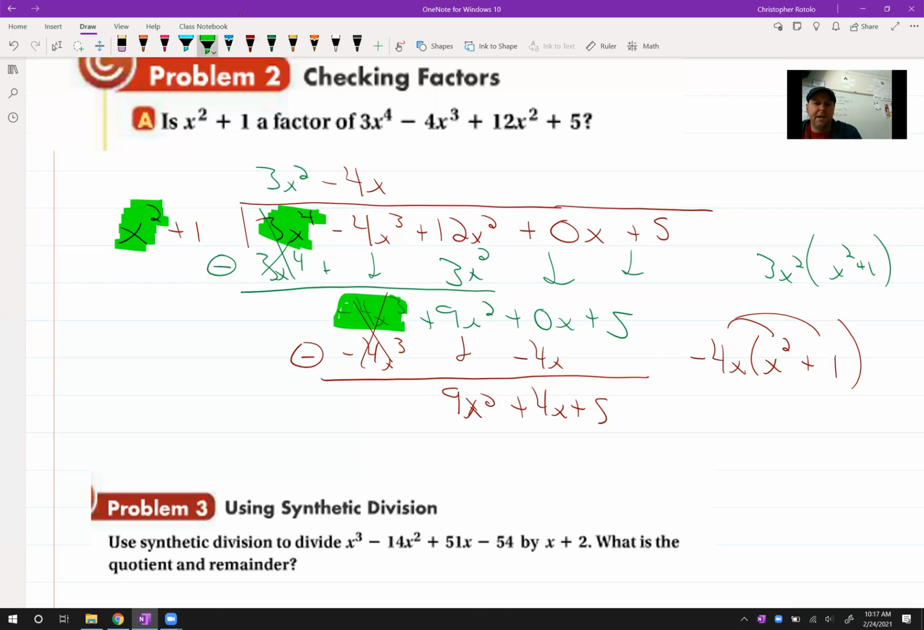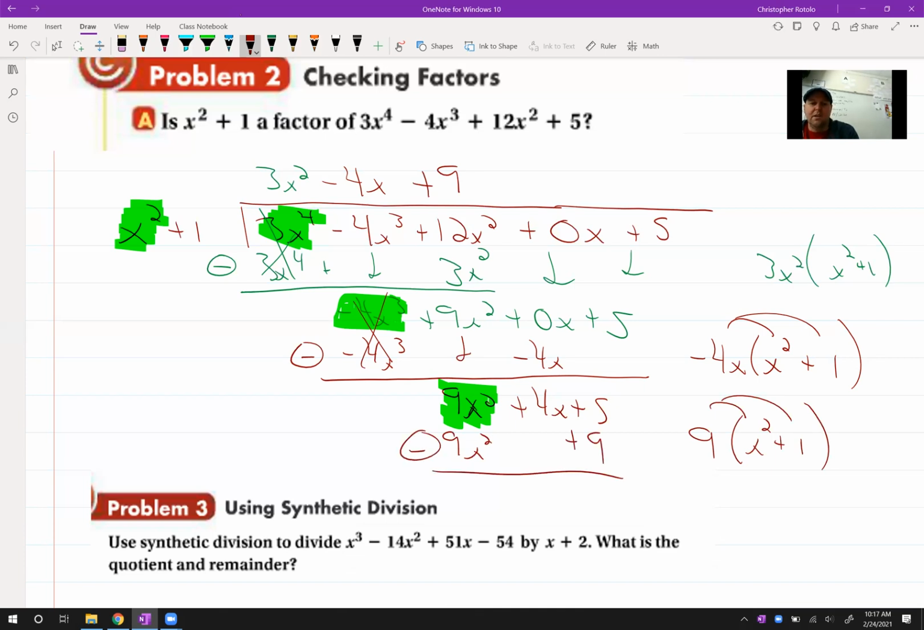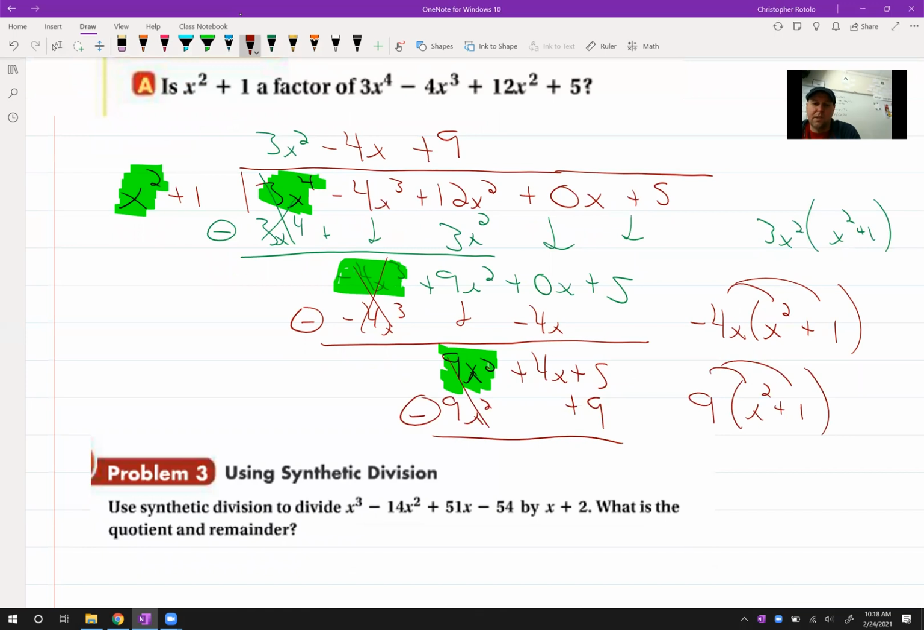All right, one more time. My lead term is 9x squared. I have x squared. I need to multiply it by, you guessed it, 9. So 9 times x squared plus 1, distribute. Put that answer under here, 9x squared plus 9, and subtract one last time. There it goes. 4x minus nothing is 4x. 5 minus 9 is negative 4. This is my remainder.